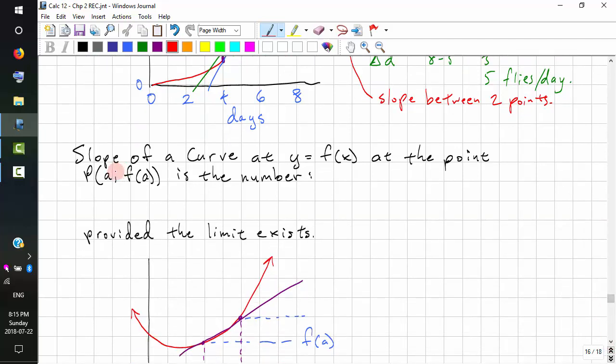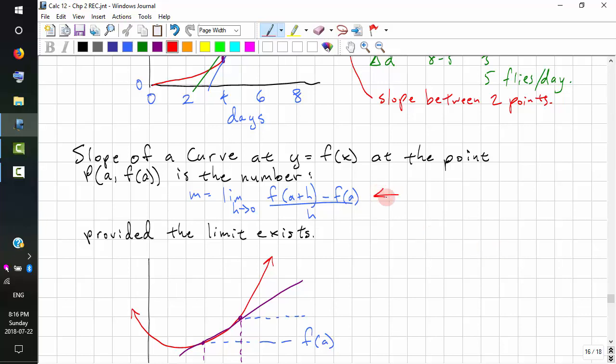Okay, let's look at the slope of a curve at a point. P of A, F of A. And for the slope, we have M equals limit as H goes to 0, F of A plus H minus F of A over H.